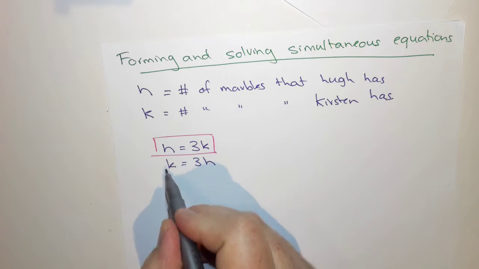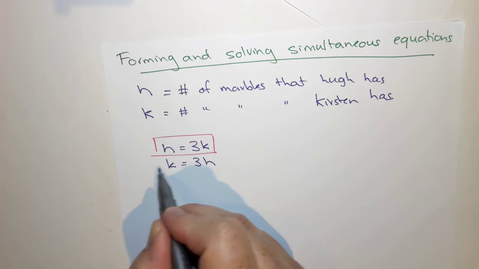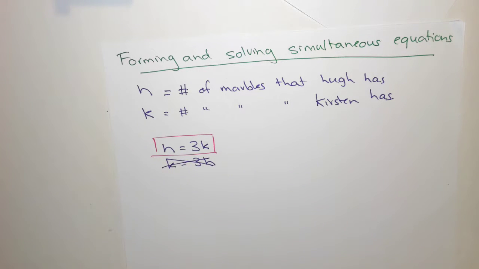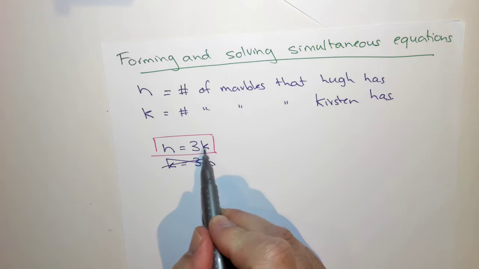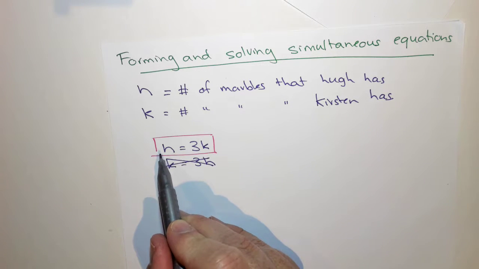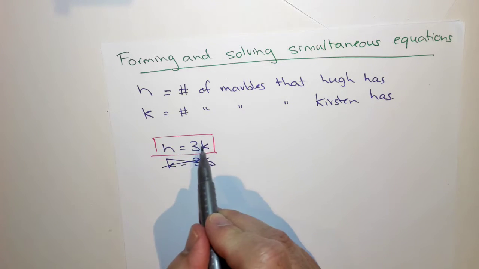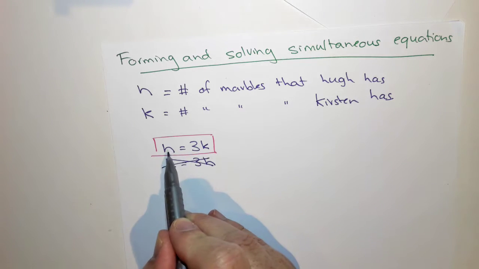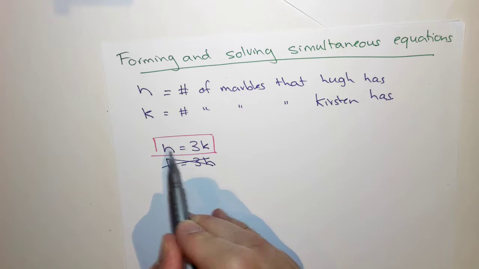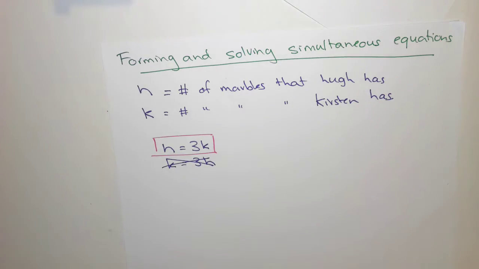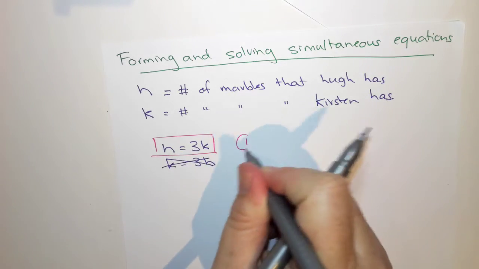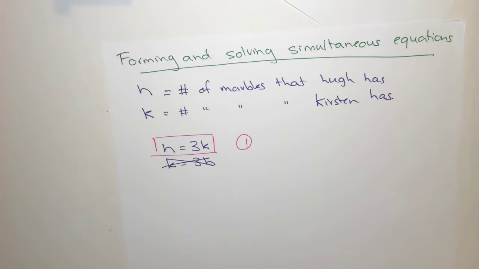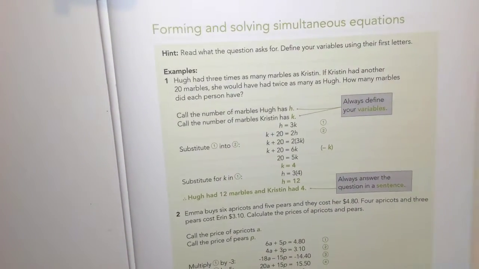Even though our gut instincts often tell us to write this equation, it is not the right one to do. Kirsten has a smaller number of marbles and Hugh has 3 times as many. So we'll take the smaller amount and multiply that by 3 to get the bigger number that Hugh has. So we're going to call this equation number 1. Then we've got to look at the second equation.